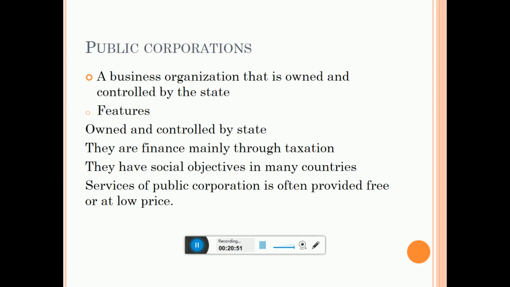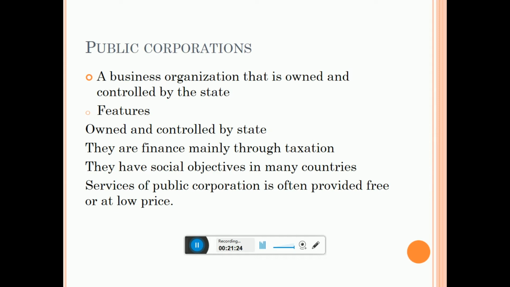Last, we have public corporation, a business organization that is owned and controlled by the state. In technical terms, I would say it is nationalization. Earlier, a business was a private business. Then after some time, the government purchased that business, thinking it was more important to make it a government owned business. Those businesses which were previously private and have now been purchased by the government will be called public corporations.